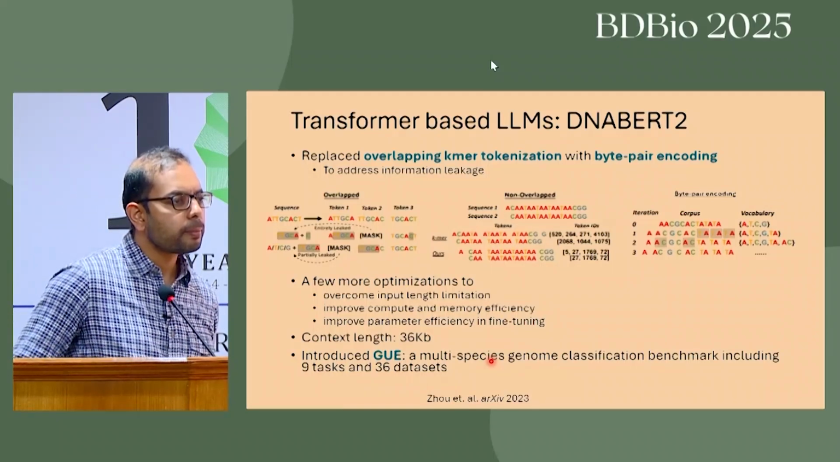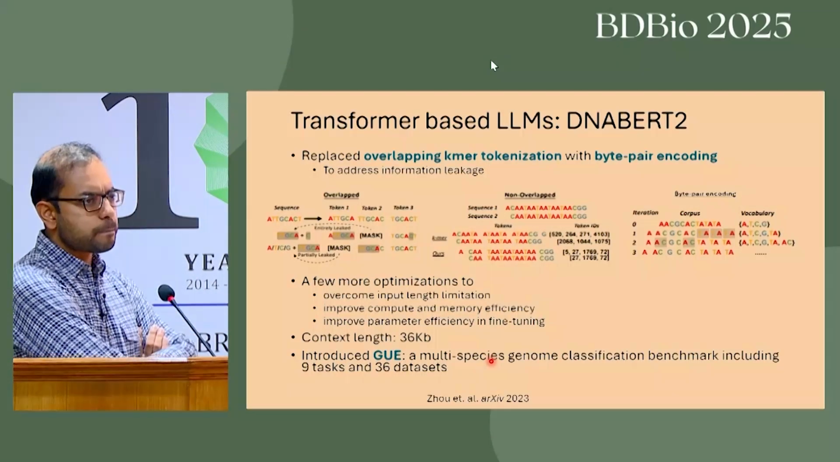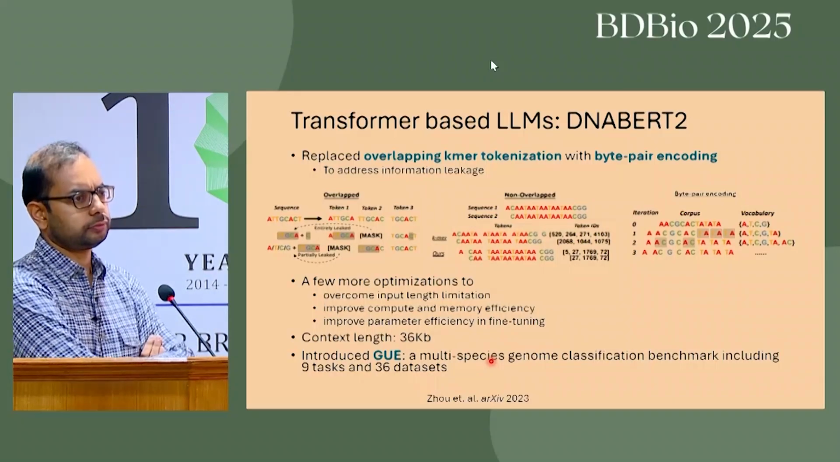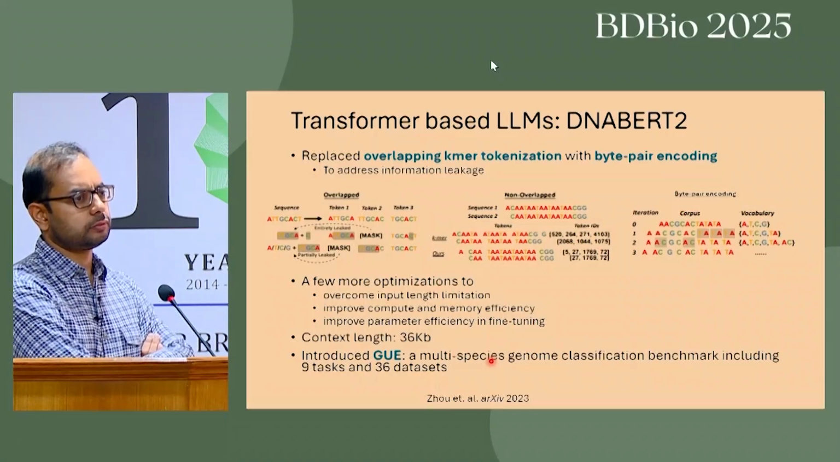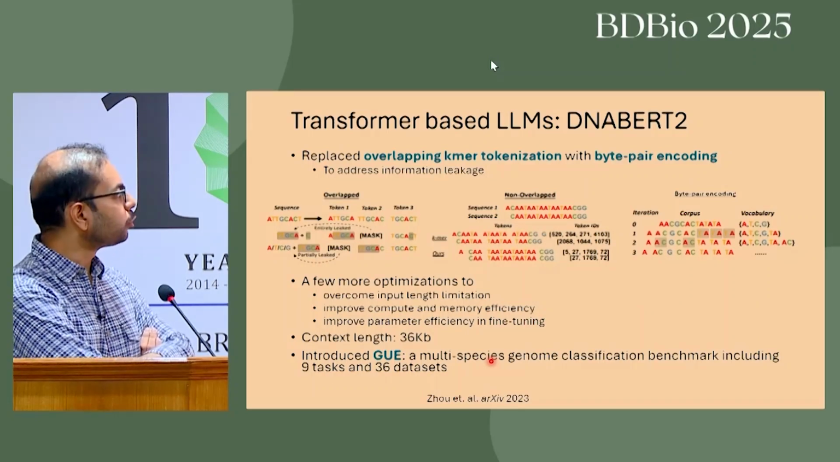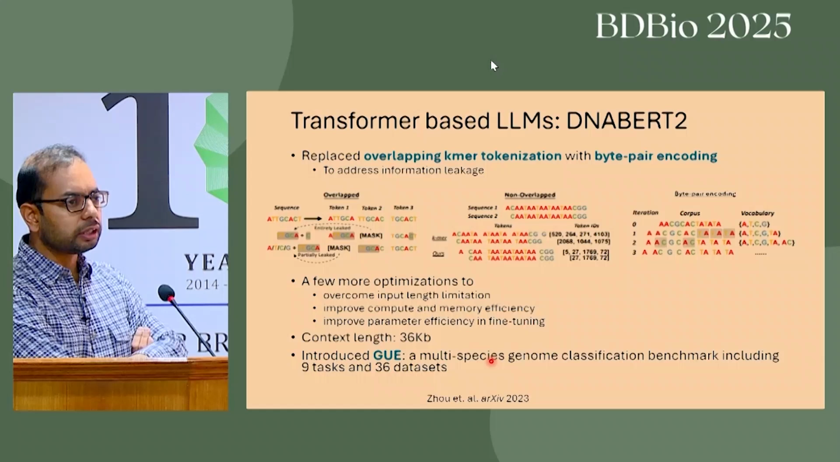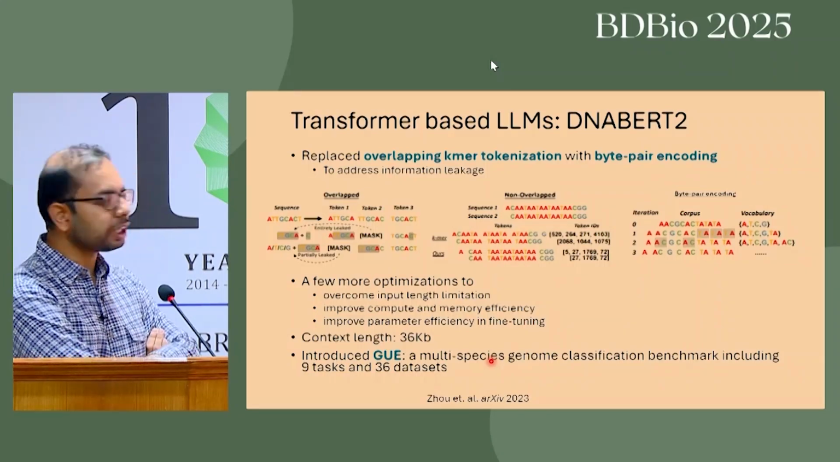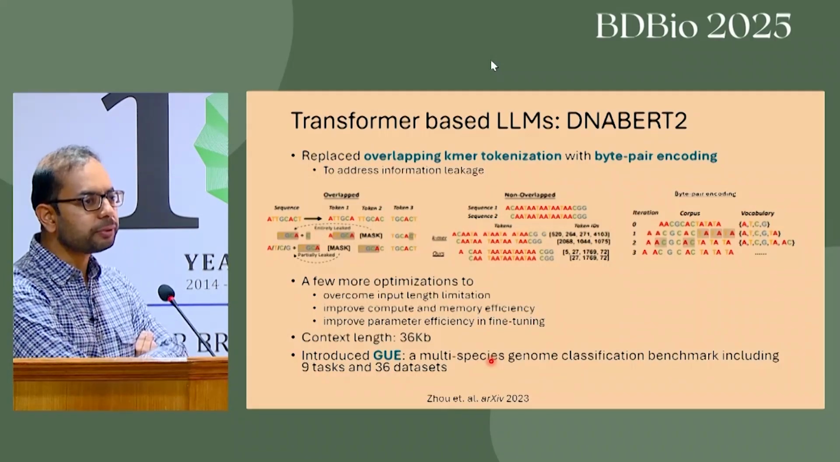So the challenge that you mentioned with the overlap k-mers, that wouldn't matter if your goal is only to predict the next token, right? It only matters if you're masking the token. Right, right. But both DNA BERT and nucleotide transformer and even DNA BERT 2, they are all masked language models. So for them, it made a difference.